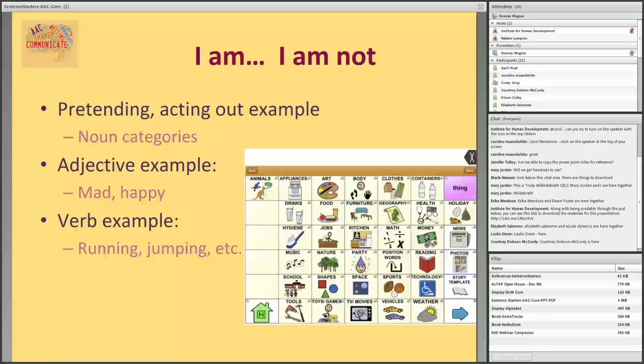I am and I am not are so much fun. Figuring out ways that we can act out or pretend to be different things, describe how we're feeling, or describe what we're doing. For our kids who need more concrete experiences in order to become more symbolic, we can figure out ways to act out some of these things so that they get a better idea about what it means to represent who you are or what you're doing with a symbol.